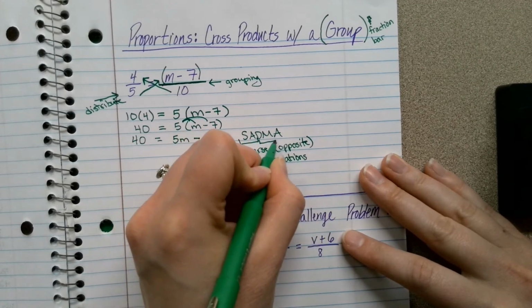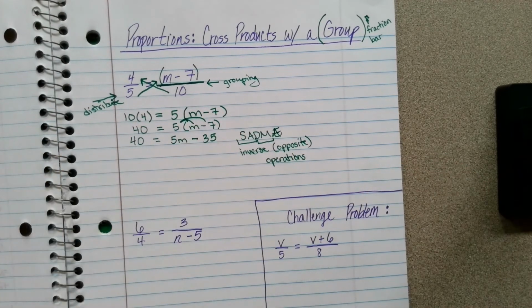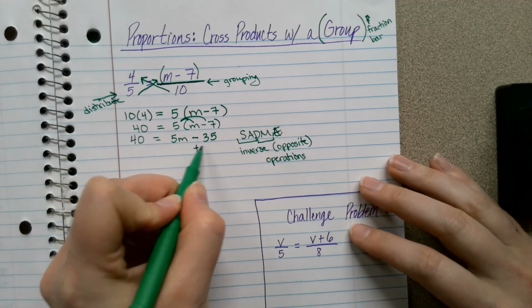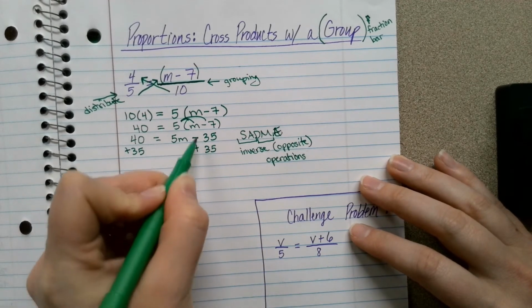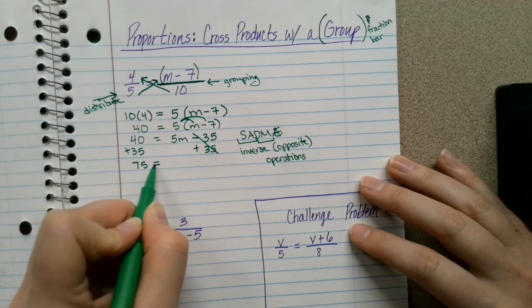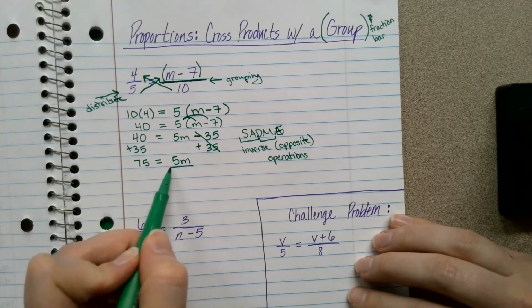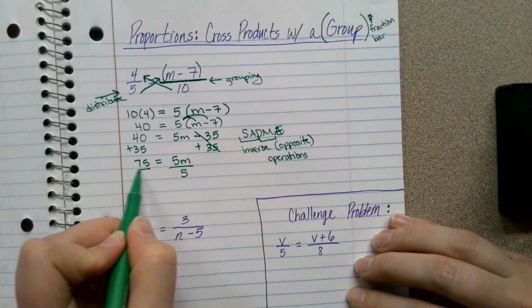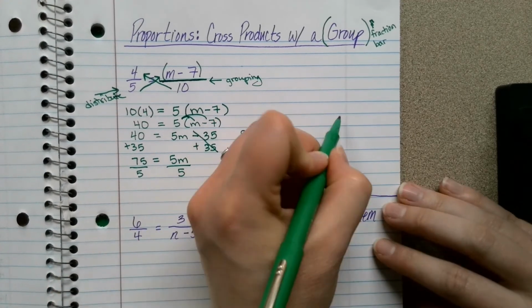Before we get to any multiplication or division, we're going to add the 35 to both sides to its like term, which is going to give us 75 equal to 5m. From here, we would need to divide by 5, canceling out the multiplication. And you can always show that operation off to the side.